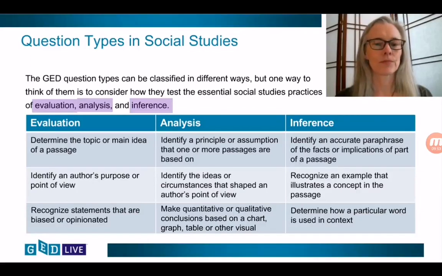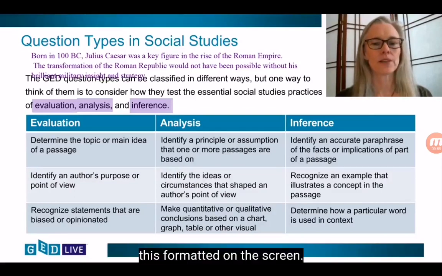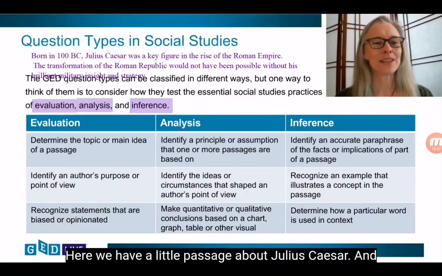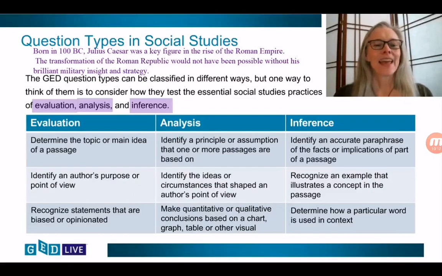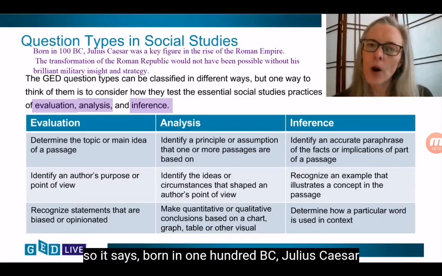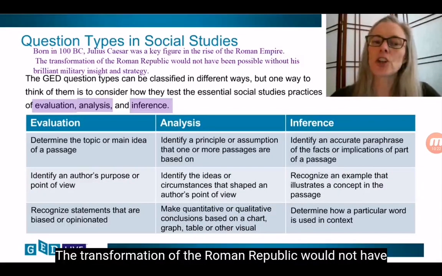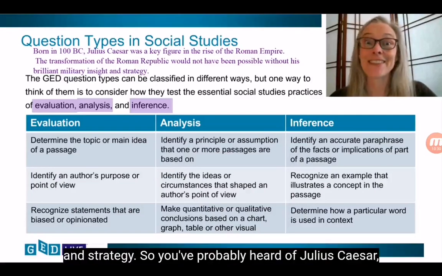Okay. Let me get this formatted on screen for you so that you can read here about Julius Caesar. So here we have a little passage about Julius Caesar. And so it says, born in 100 BC, Julius Caesar was a key figure in the rise of the Roman Empire. The transformation of the Roman Republic would not have been possible without his brilliant military insight and strategy.